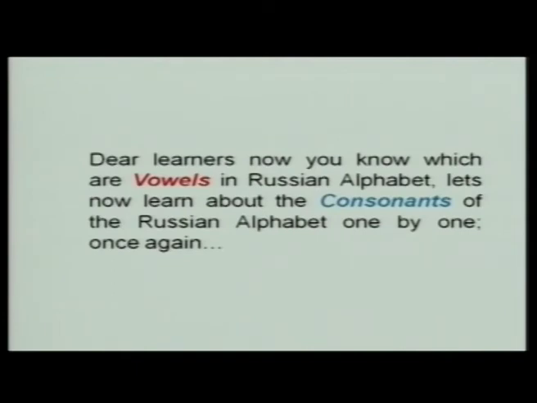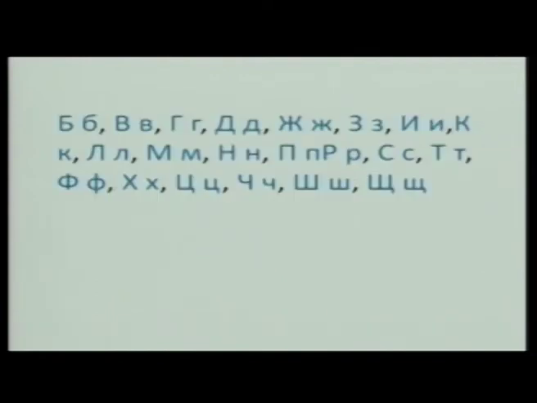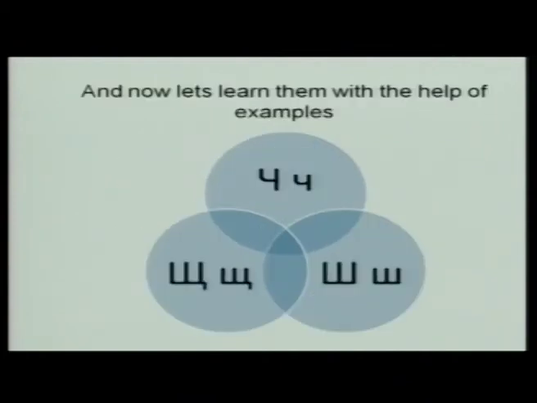Dear learners, now you have understood which are the vowels in the Russian alphabet and how they are pronounced correctly. Now let us learn about the consonants of the Russian alphabet one by one. Let me tell you all the consonants once again. They are ba, ve, ge, de, zh, z, i, k, l, m, n, p, r, s, t, f, k, c, ch, sh and sh. Let us learn all these consonants with the help of examples now.